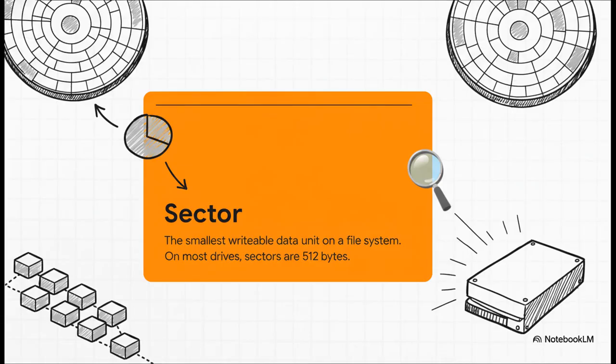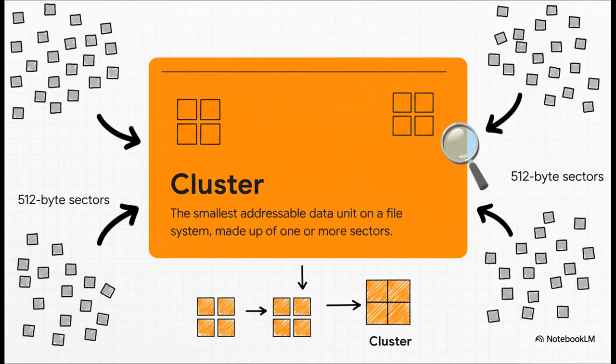Now let's get down to the absolute smallest building block. A disk is physically divided into these tiny sections called sectors. A sector is the smallest chunk of space the hardware can actually write to, and it's pretty much always 512 bytes. But trying to manage millions of these tiny 512-byte sectors is super inefficient for the operating system. So what it does is it groups them together into something called a cluster. A cluster is the smallest unit of space that the operating system will actually hand out to a file.